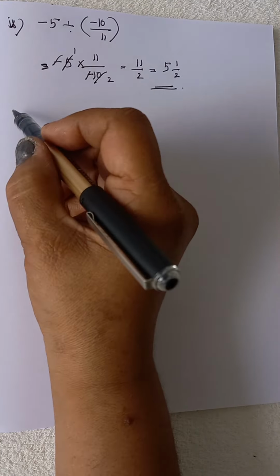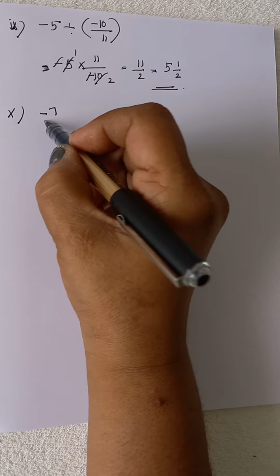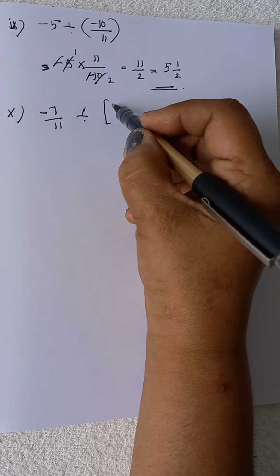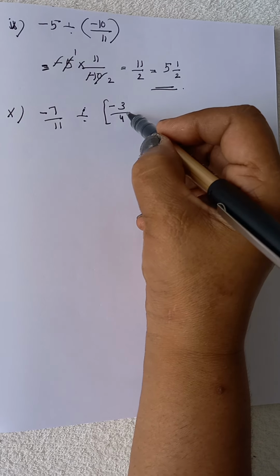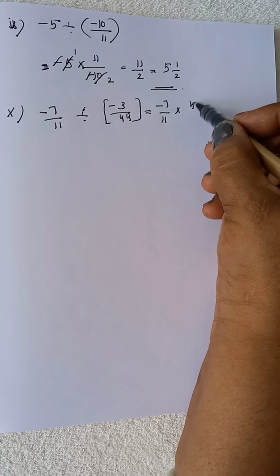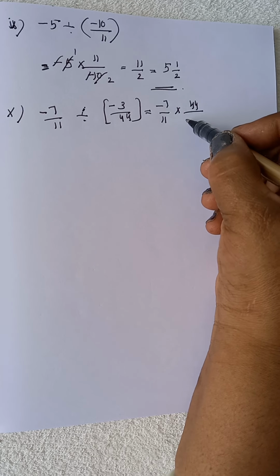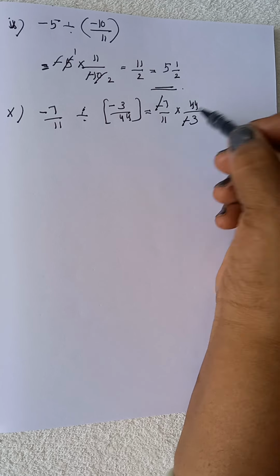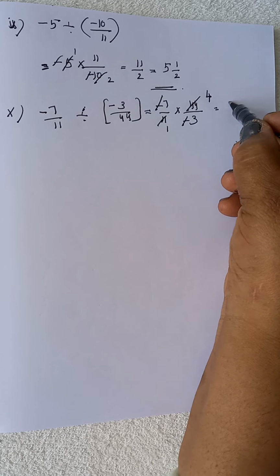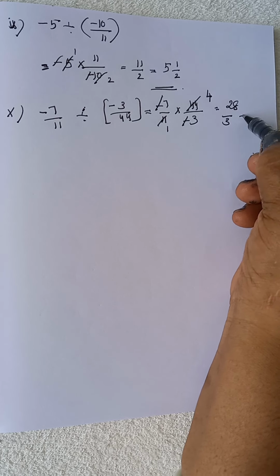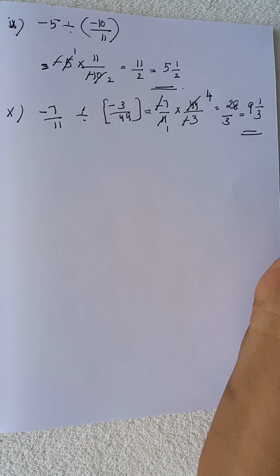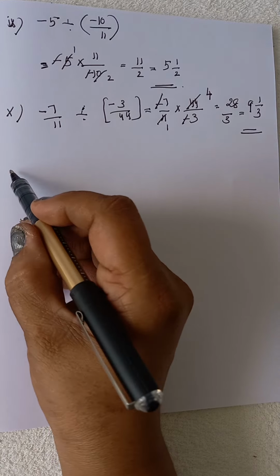Next question is 10. That is minus 7 by 11 divided by minus 3 by 44. Now that is equal to minus 7 by 11 into reciprocal 44 by minus 3. Here minus and minus can be cancelled. 11 and 44 can be cancelled 4 times. So that is 28 by 3. 9 3s are 27, then balance 1 by 3. 9 and 1 by 3. Next question, second.